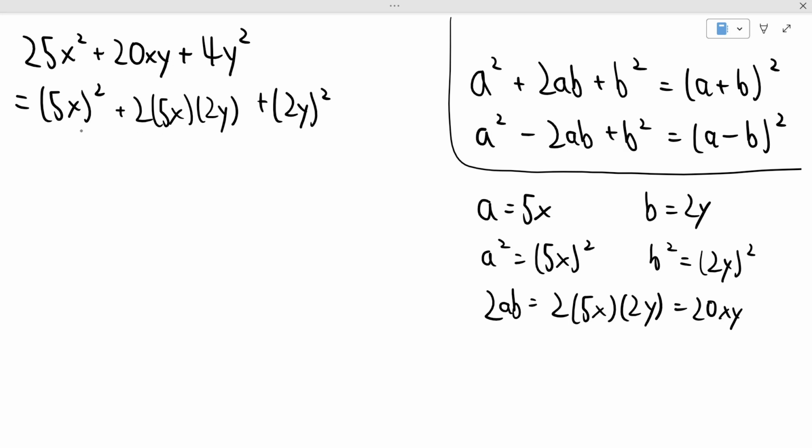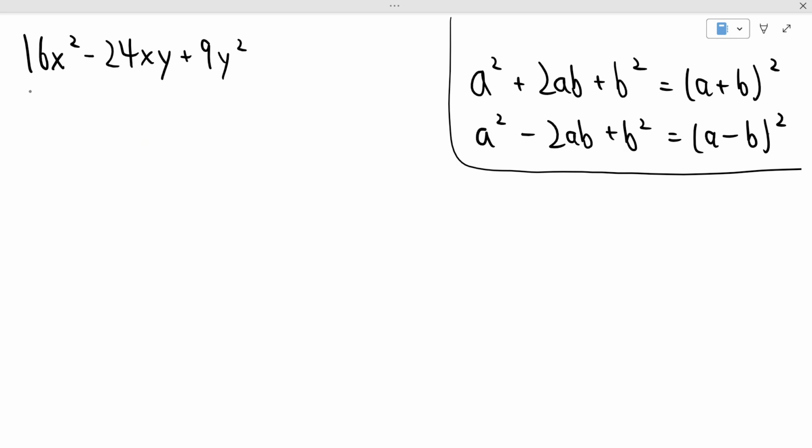So after rewriting the expression in this way, we'll notice that our expression is in the form a squared plus 2ab plus b squared, where a is equal to 5x and b is equal to 2y, and we'll know from our first expression that this is just simply equal to (a plus b) squared with the given values of a and b. So the final answer is simply (5x, which is our a, plus 2y, which is our b), all squared. And this is our final answer.